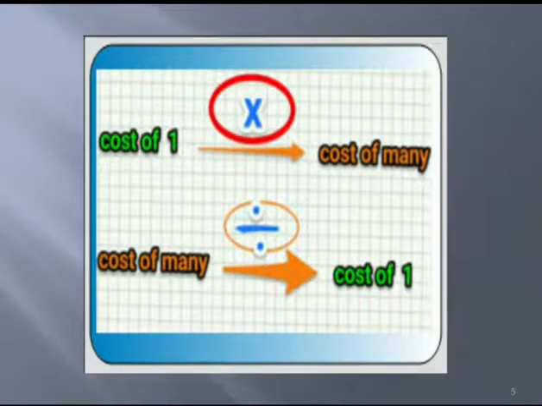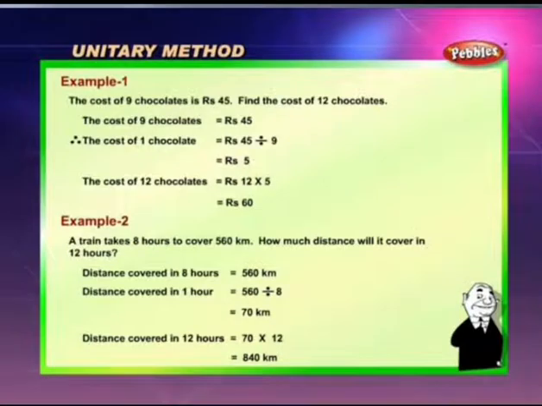Now this is the same slide which I have just explained. When you are given the cost of 1 and you have to find the cost of many, what will you do? You will use multiplication there. And when you are given the cost of many and you have to find the cost of 1, then you will divide, right? Now see the example. Next we have examples related to the unitary method.